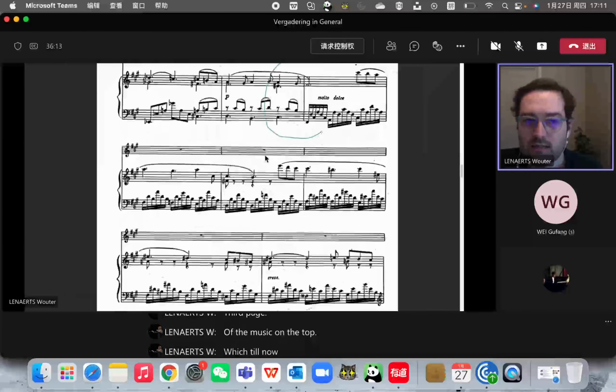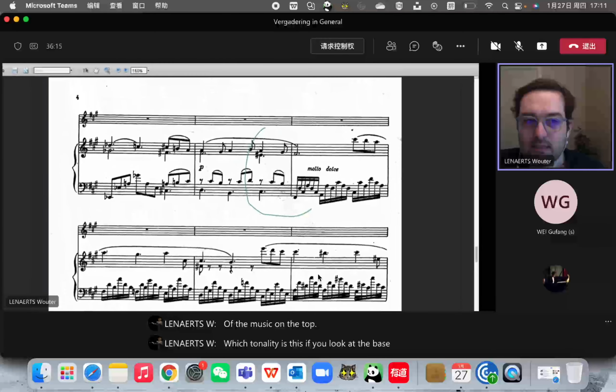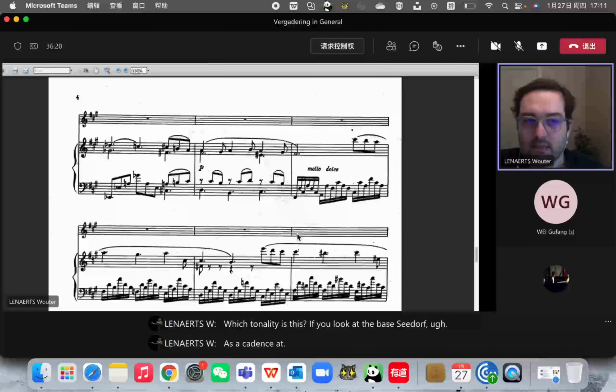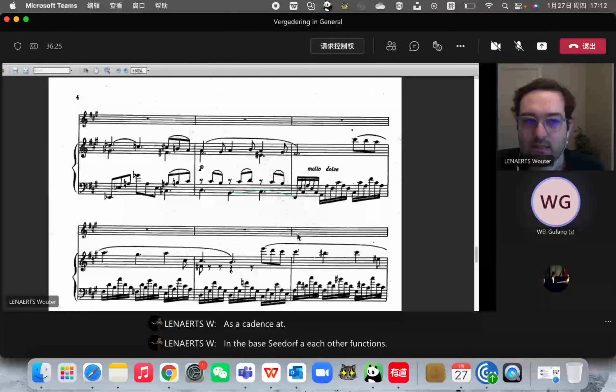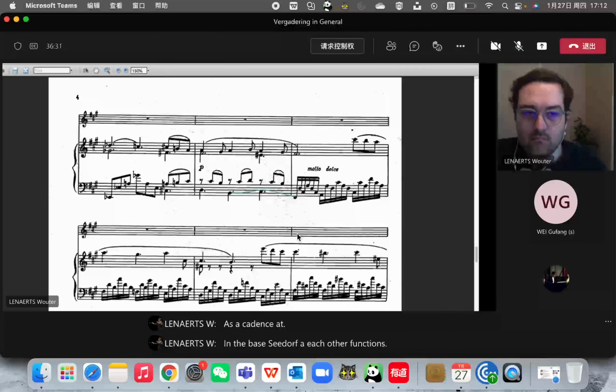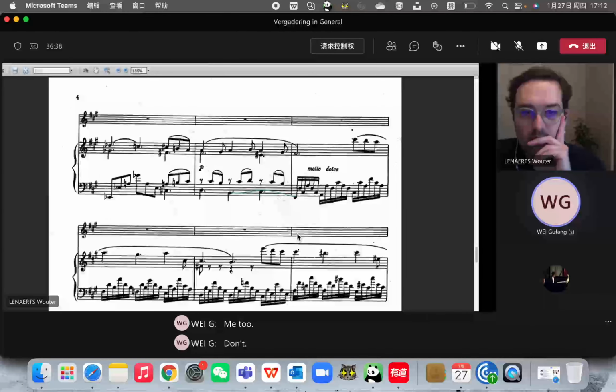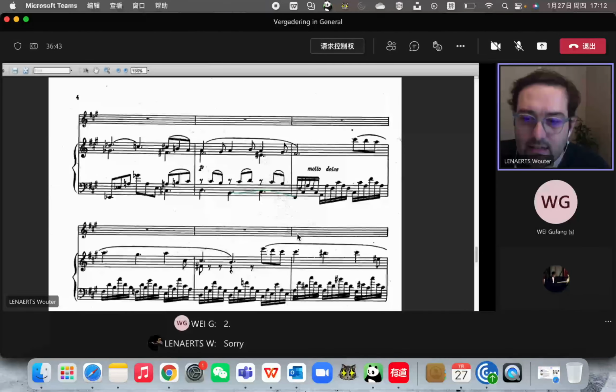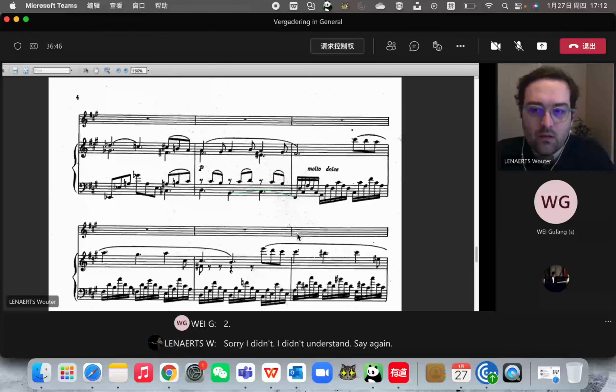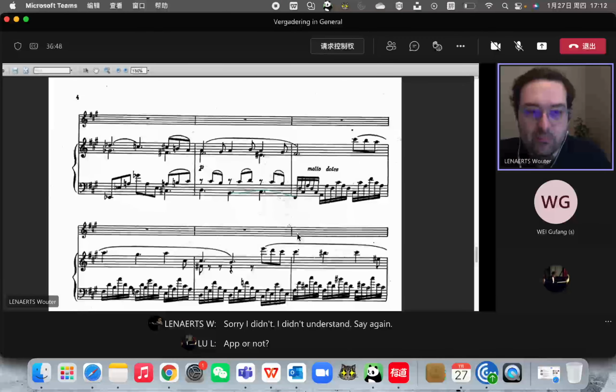Which tonality is this? If you look at the bass, si, do, fa. Tell him it's F sharp minor, as a cadence, eh? In the bass, si, do, fa. Which are the functions? F sharp minor. Sorry, I didn't understand. Can you say F sharp again? F sharp minor. F sharp minor.